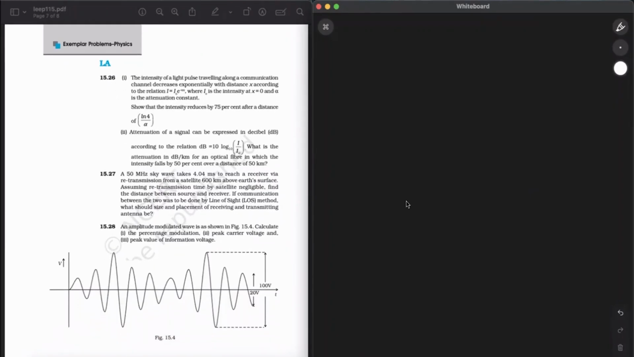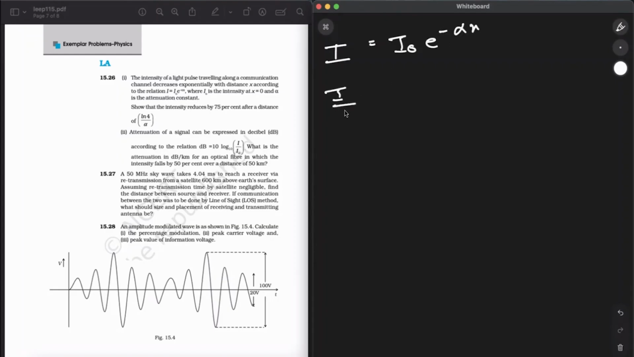The intensity of a light pulse traveling along a communication channel decreases exponentially with distance x according to the relation that has been given to us, where I naught is the intensity at x equal to 0 and alpha is the attenuation constant. Show that the intensity is reduced by 75% after a distance of ln 4 by alpha. So what has been given to us? Intensity I equals I naught e raised to the power of minus alpha x, where I naught is the intensity at x equals 0 and alpha is the attenuation constant. So we know all of the values.